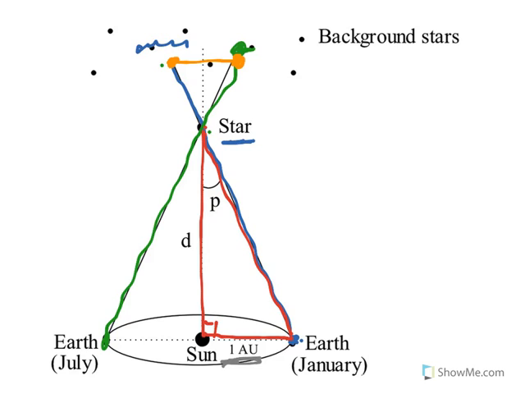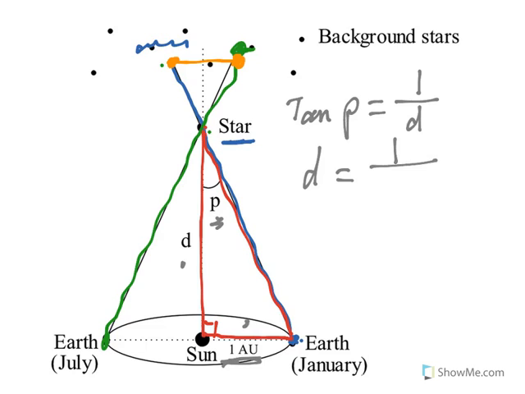So in that red triangle, here's our angle, we've got the opposite and the adjacent, so that means tan P equals opposite, 1 astronomical unit, over the distance d. If we rearrange, because we want to know how far away the star is from us, the Sun in particular, we multiply both sides by d and divide by tan P. You get that the distance is 1 on tan P.